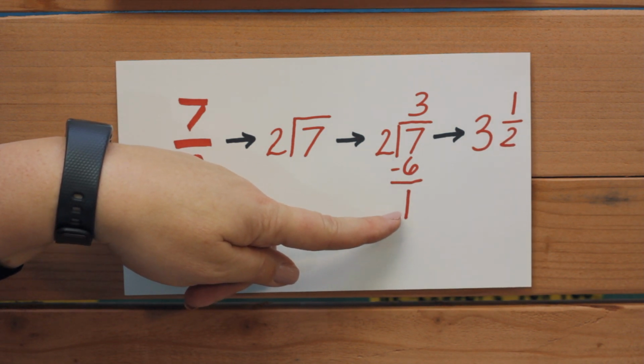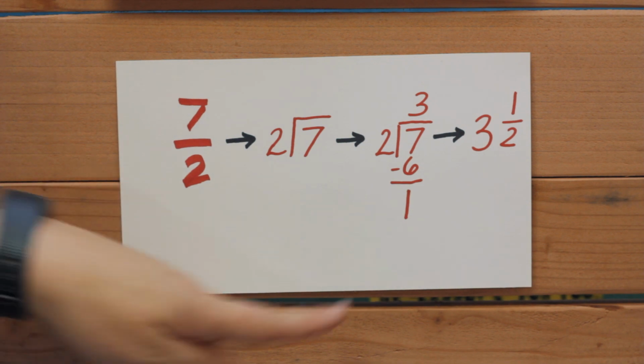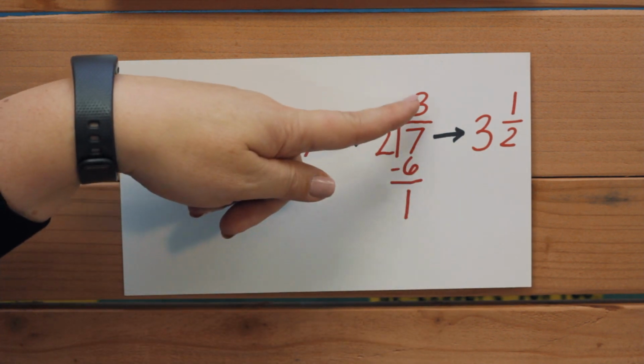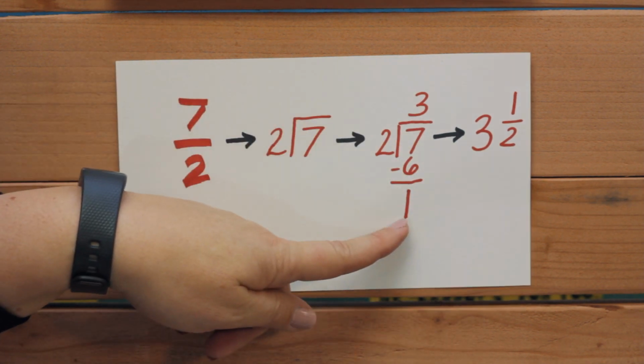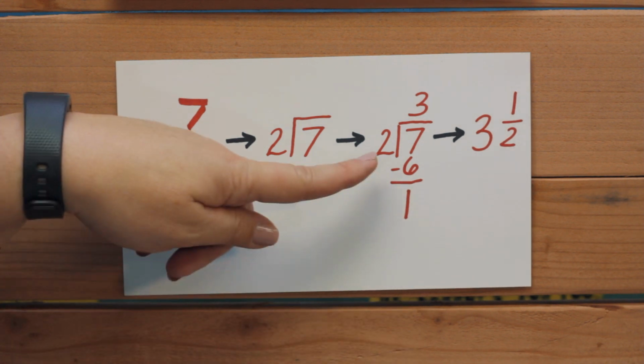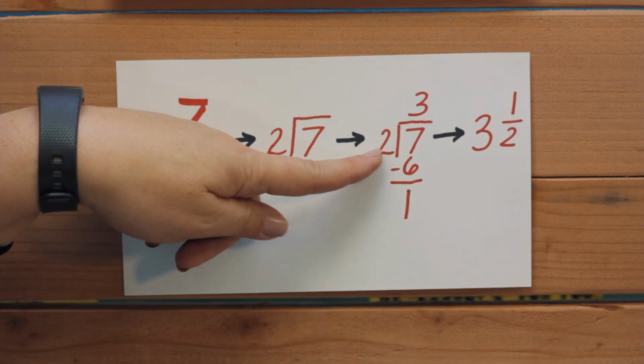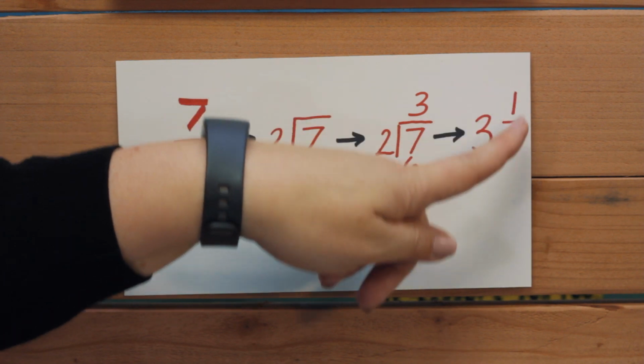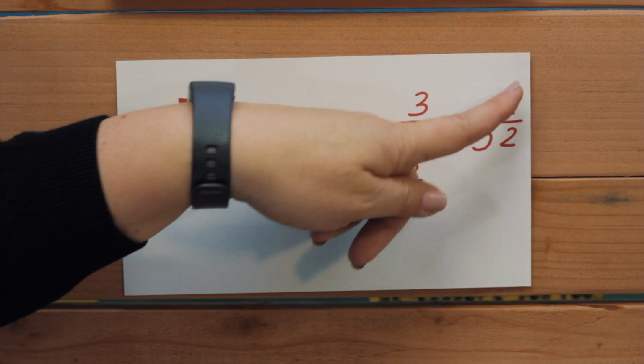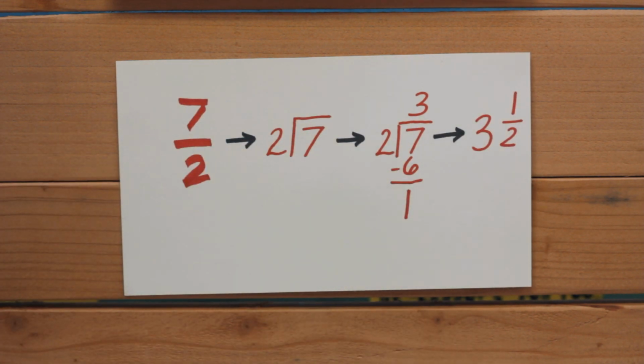So now we can make this improper fraction into a mixed number by using our whole number, our remainder as our numerator, and our divisor as our denominator. 3, 1, 2, or we can say 3 and a half. So that is how we change improper fractions to mixed numbers.